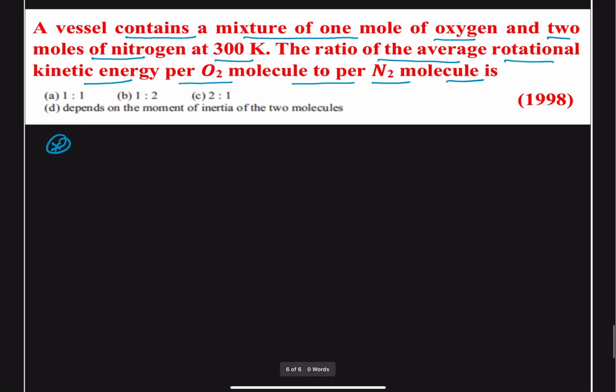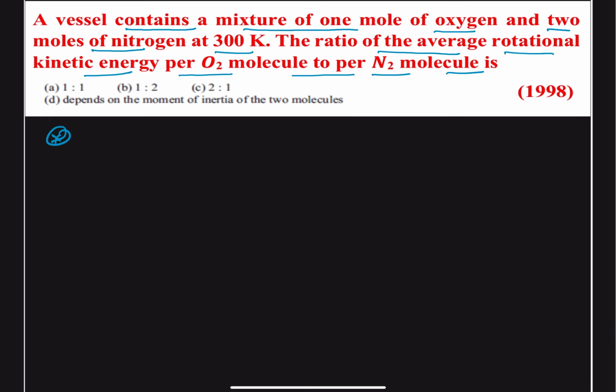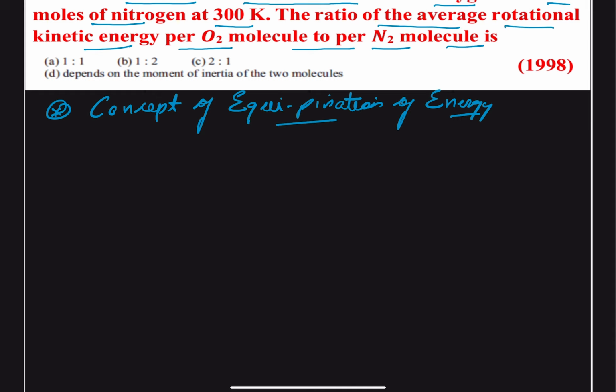So we say the concept of equipartition of energy, which gives us that for a diatomic molecule, which is both our oxygen and nitrogen, the rotational kinetic energy per molecule is determined by the degree of freedom.